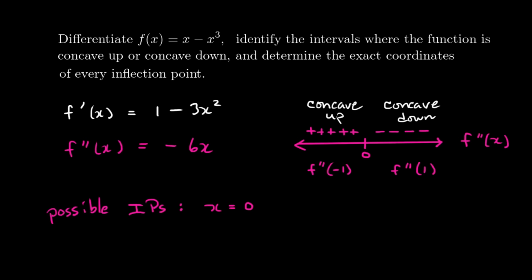Positive is happy, smiley. Negative signs over your second derivative, sign diagram or number line, that's you're down, you're frowning. Of course, that's concave down.